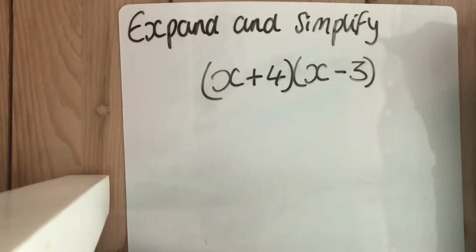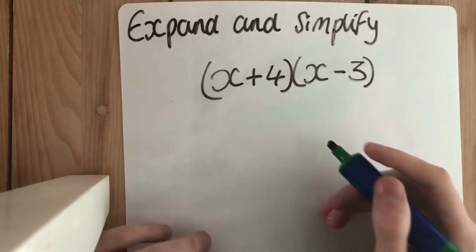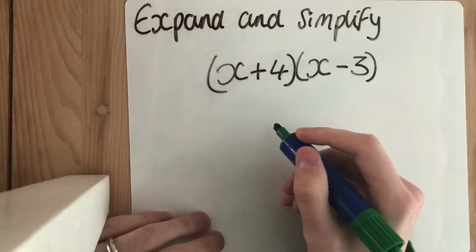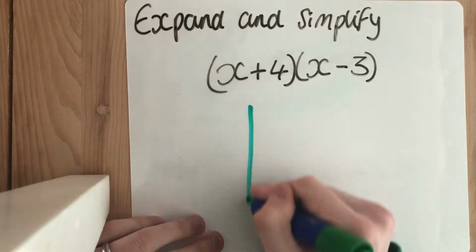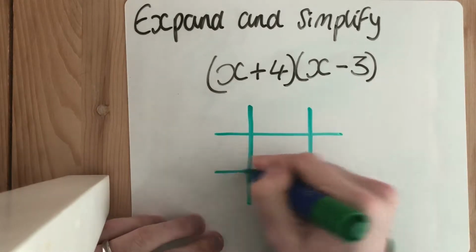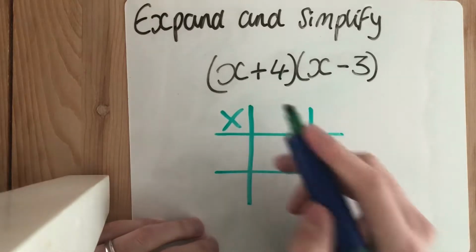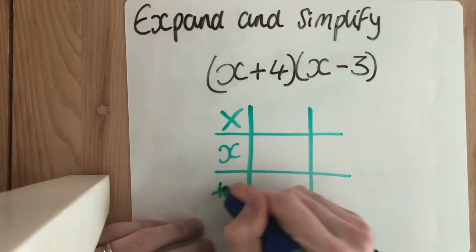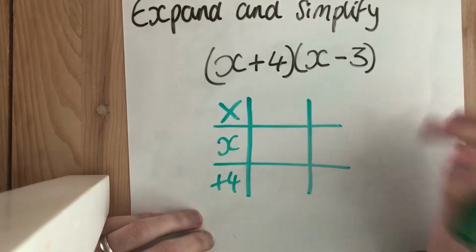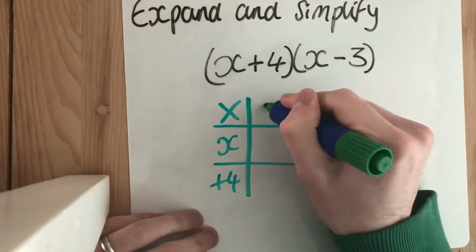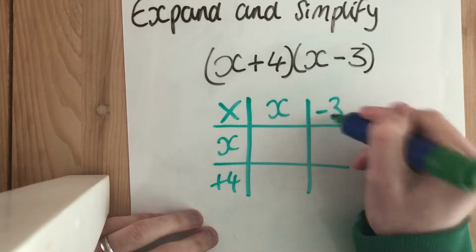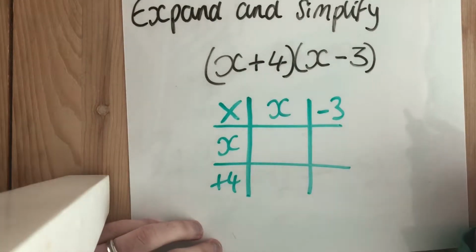Another kind of question that can ask you to expand and simplify is one that involves double brackets. Now the easiest way to do this is to use the grid method. So it's a multiplication grid, and my first bracket is an x plus 4, so I write an x and a plus 4. My second bracket is an x and a negative 3, so I write an x and a negative 3. Then need to multiply those out.